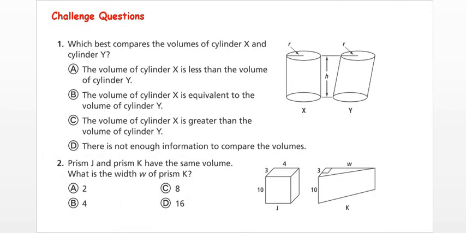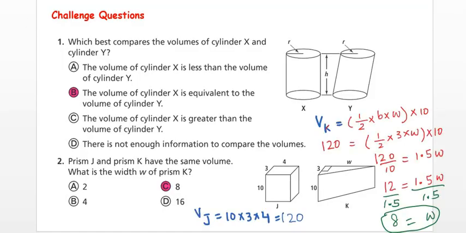So here we have some more challenge questions. Better pause the video here and try to solve both these questions and then play the video to check your answer. So here is the answer for both the challenge questions. The first one was saying which best compares the volumes of the cylinder X and cylinder Y. Clearly you can see that the radius for the cylinder is R and the radius for the cylinder is R. This shows that both of these cylinders have the same radius.